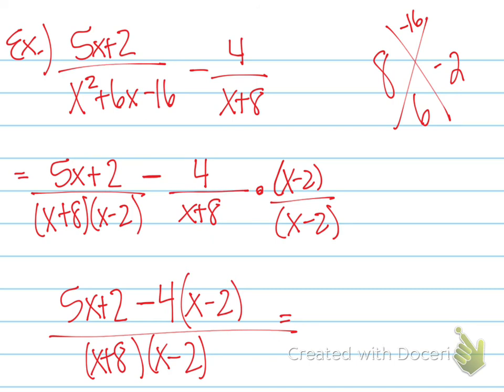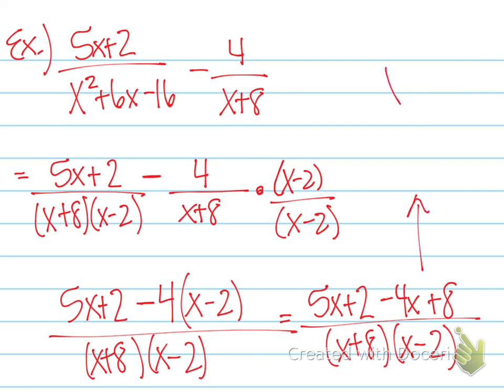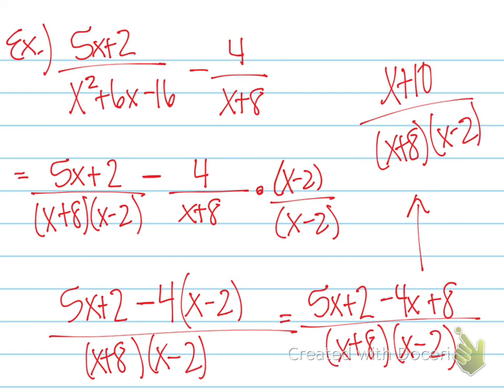All right, now 5x plus 2 minus 4x plus 8. So when I simplify the top, I'm left with, once again, x plus 10 over x plus 8 and x minus 2. Okay?